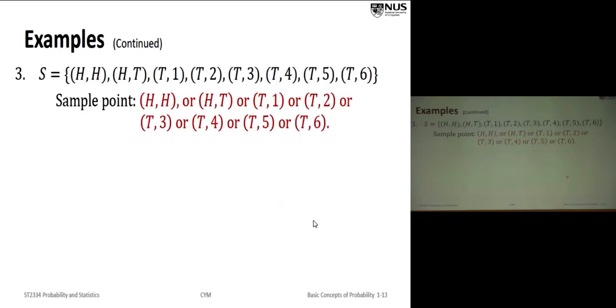So our third example was you flip a coin. If it's heads, you flip the coin again, or if it's tails, you roll a dice. So that gave us the sample space: head head, head tail, tail 1, tail 2, tail 3, tail 4, tail 5, tail 6. So the sample points could be head head, or head tail, or tail 1, tail 2, and so forth.